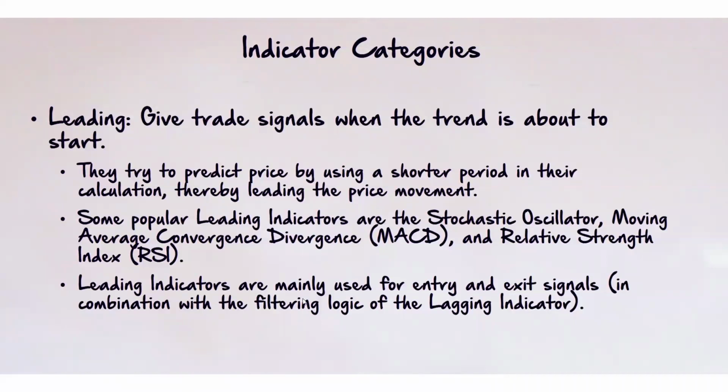So they try to predict price by using a shorter period in their calculation, thereby leading the price movement. Some popular leading indicators are the stochastic oscillator, the MACD, we call it the moving average convergence divergence, the relative strength index, RSI, the momentum. We have a lot of them, right? The commodity channel index. So when you download your MT4, a couple of indicators will come with your MT4 by default. All those indicators, all of them, are in the list of both leading and lagging indicators.